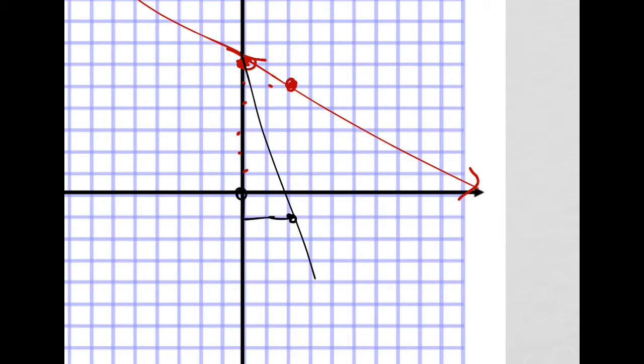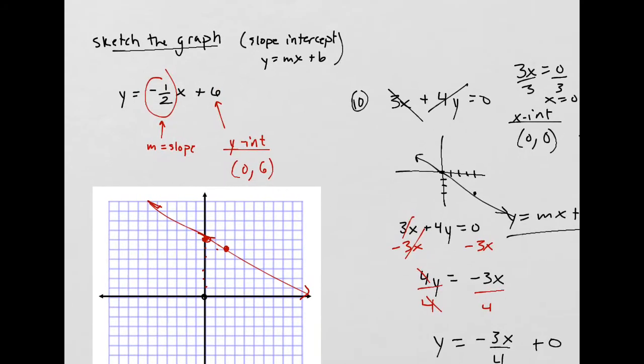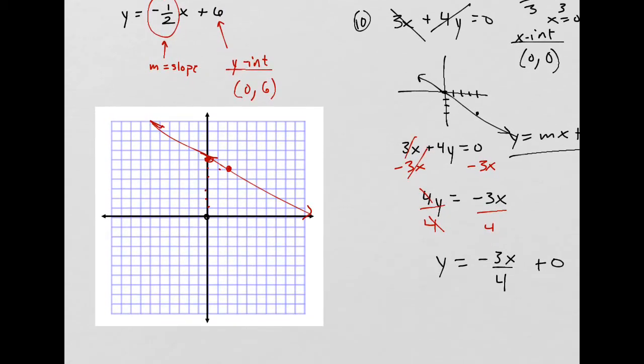You definitely have to start from the y-intercept, so you've got to be careful with that. So that's how you sketch those graphs. I'm going to be done now.